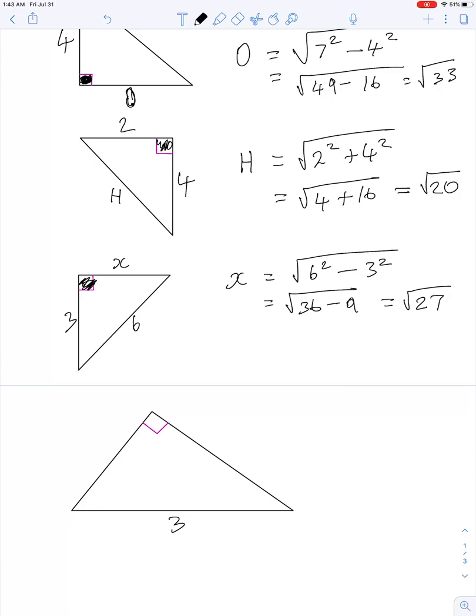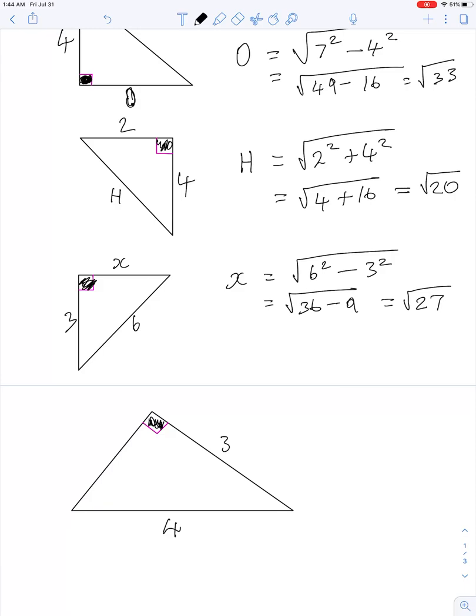So let me put this as 4 and let me put this as 3. So you could see that the 4 is my long side. What I did before was wrong. So you could see that because this side is facing my right angle here, this side has to be the longest. So that means that this is a short side.